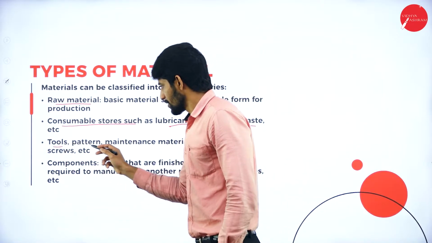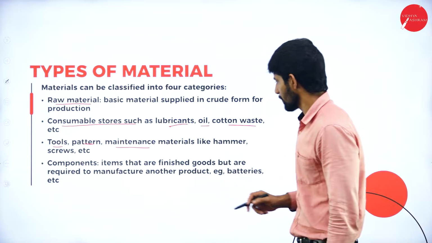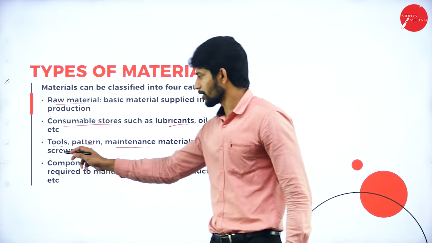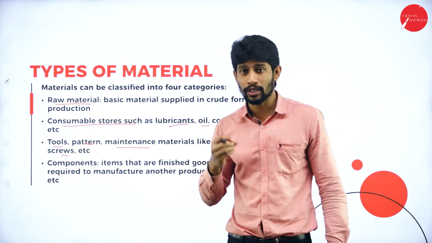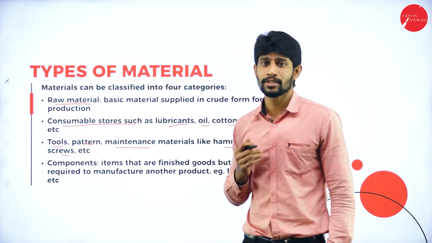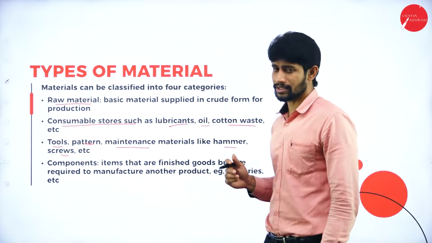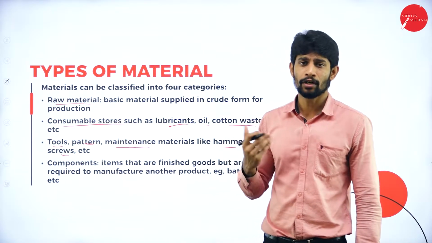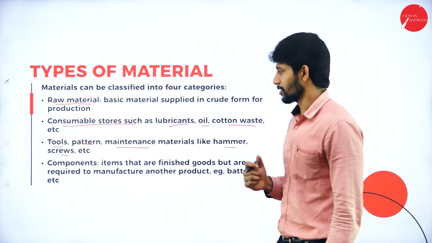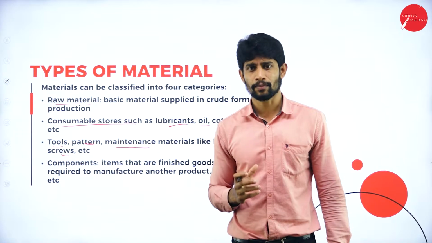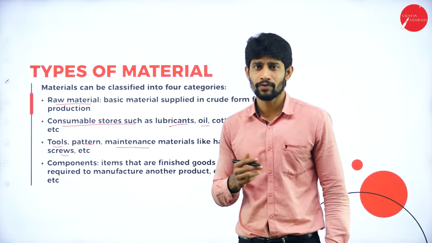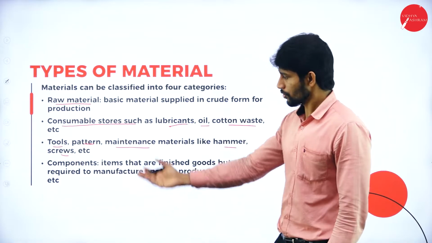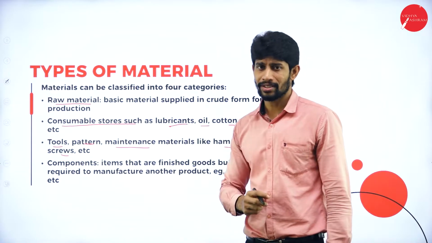Next, tools, pattern, maintenance materials like hammer, screws. Yes, this is also required. So just we are not purchasing only the raw material, we are also purchasing what? The other required things for the smooth running of all the manufacturing activities. Like if the machine is not working properly, to maintain or to repair that particular machine, we require tools, right? So tools will also be considered as materials.